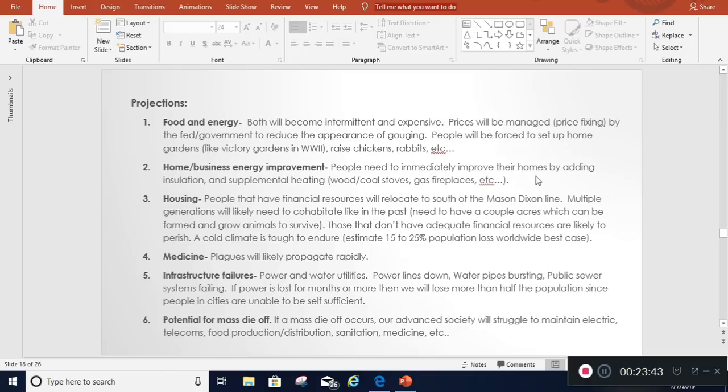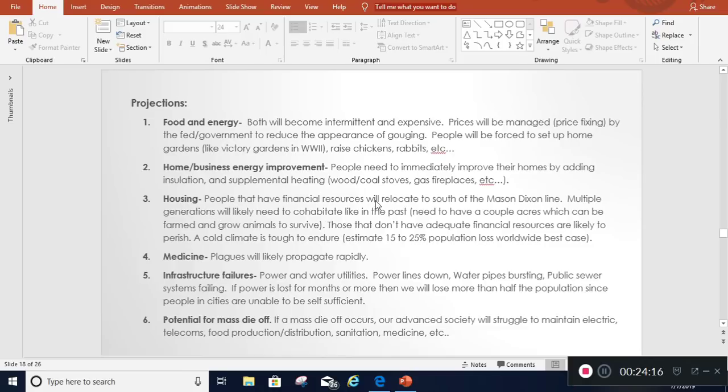People need to immediately improve their homes by adding insulation and supplemental heating: wood or coal stoves, gas fireplaces, etc. And I would highly recommend you get wood or coal stoves, and you get yourself a significant pile. Like I've got cords and cords of wood that are ready to be split, but stuff that's already split and under cover and cured, or seasoned, they call it, because more people die from cold than they do from hot.